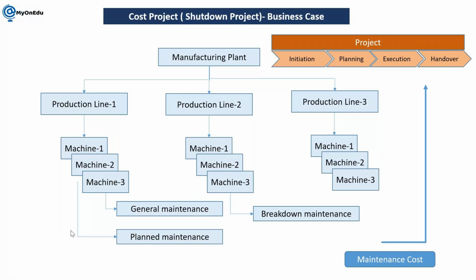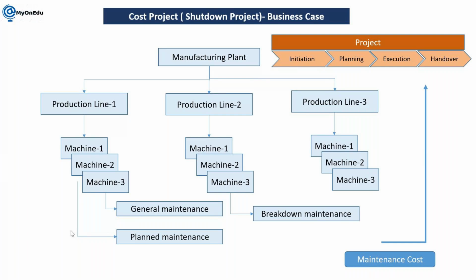I have taken one example of a shutdown project or overhaul project. Generally it happens in manufacturing units. They shut down the complete unit for a certain period to do planned maintenance. So they plan to do the maintenance for some equipment based on the manufacturer's recommendations.